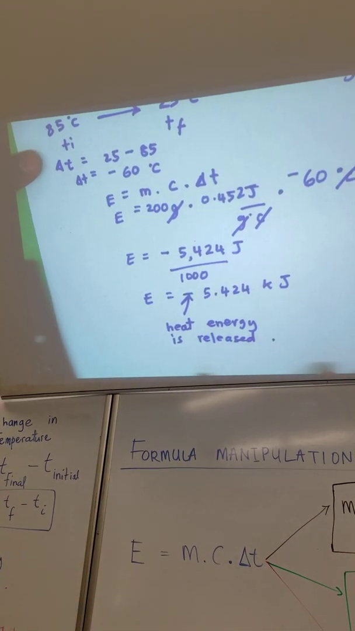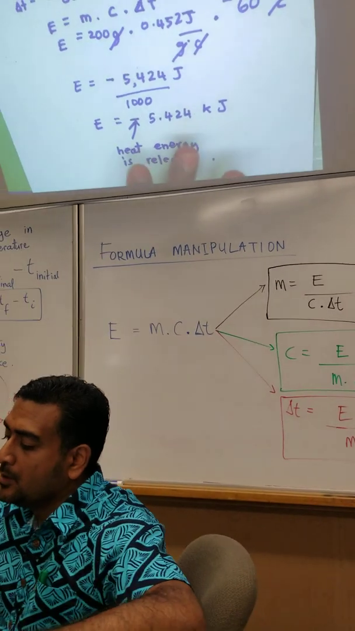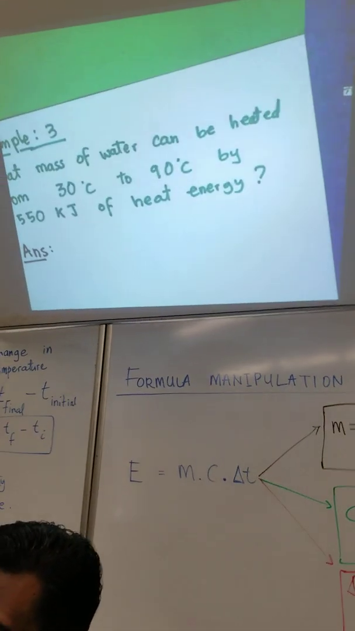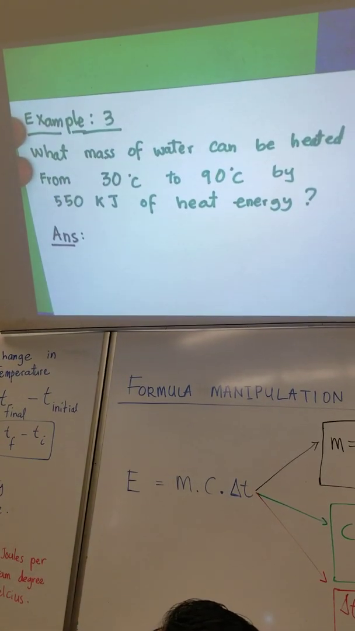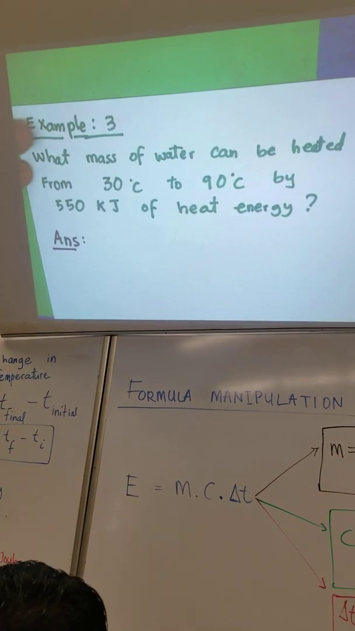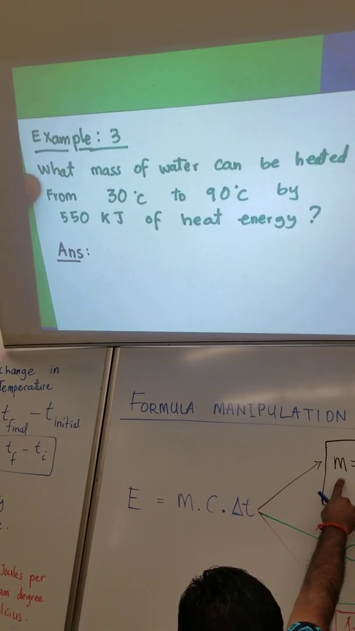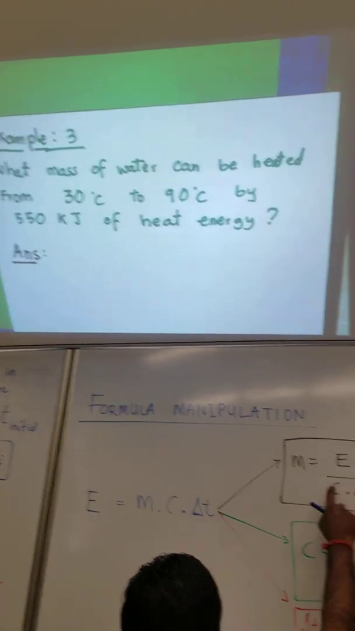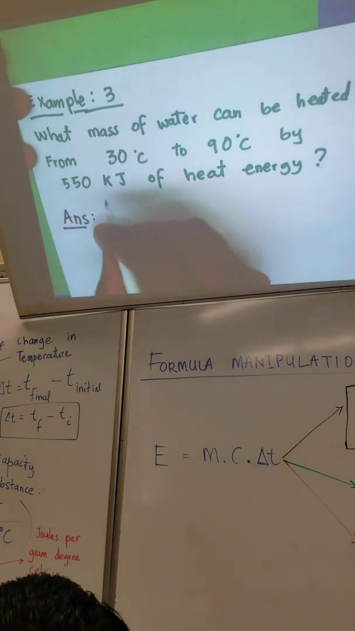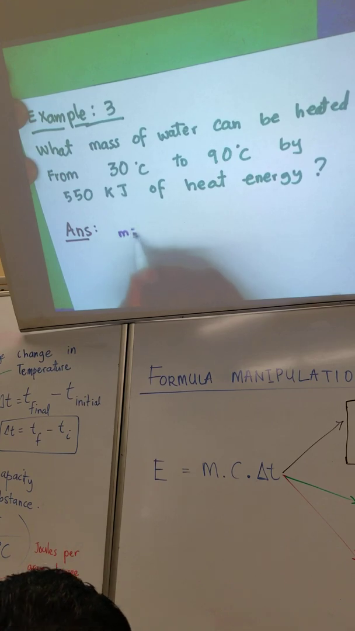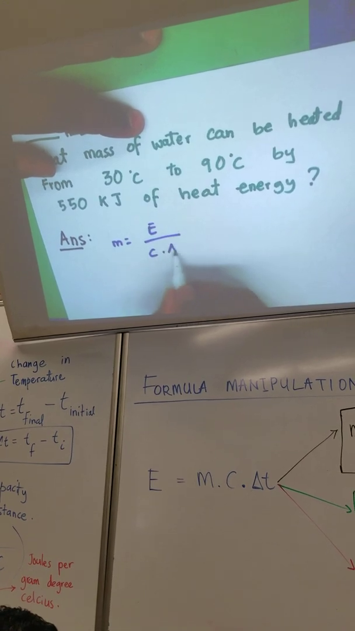Okay, that was the formula variation for this one. Let's look at how the three variables in the formula can be used. The second question is, what mass of water can be heated from 30 to 90 degrees Celsius by 550 joules, kilojoules of heat energy? And now we are going to make the second variable, mass, the subject of the equation. We're going to use this formula. Mass is equal to energy divided by C times delta T. Let's work this formula out. So mass is equal to energy over C times change in temperature.